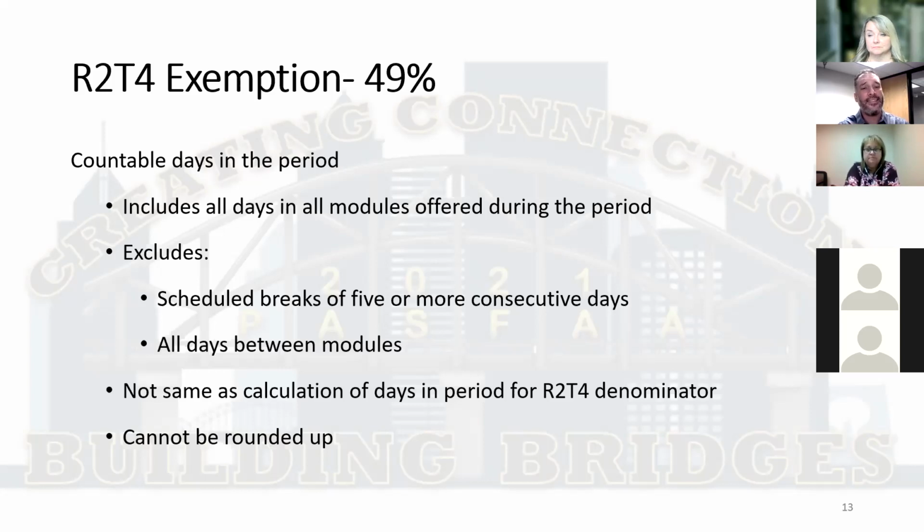And can't emphasize this enough, it's not the same calculation of days in the period for the R2T4 denominator. And a big one: you cannot round up this calculation. If we have 48.5, 48.5 means 48.5. It doesn't mean 49. So be very clear on that. We do not round on these. So pay attention to that rounding policy.